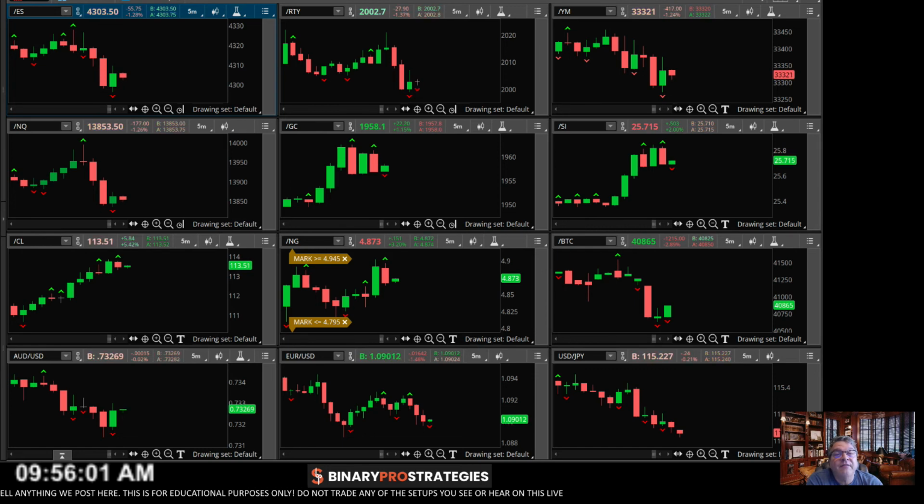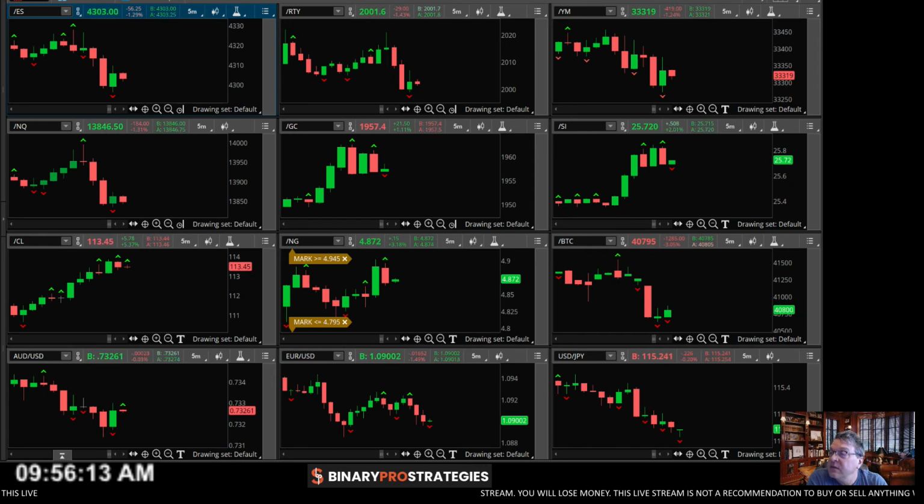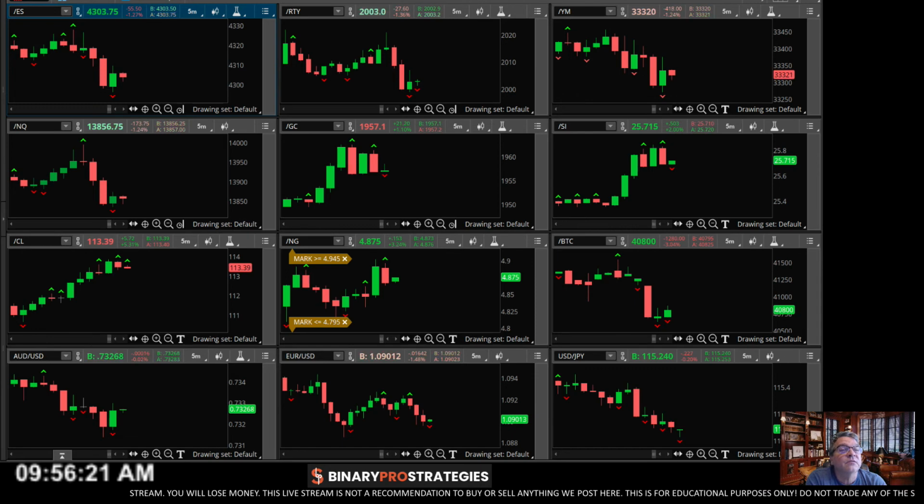Of course, you have to have an edge. You have to find something that's going to give you an edge. Indicators will not give you that edge. Traditional candlestick patterns will not give you that edge. Standard chart patterns, head and shoulders, support and resistance, will not give you that edge.